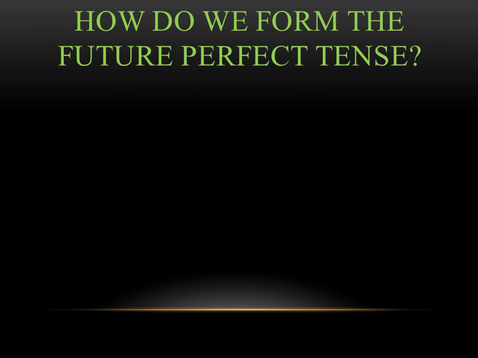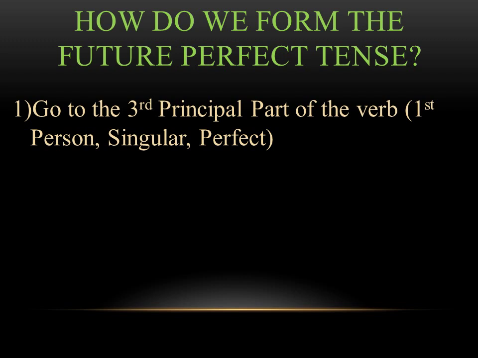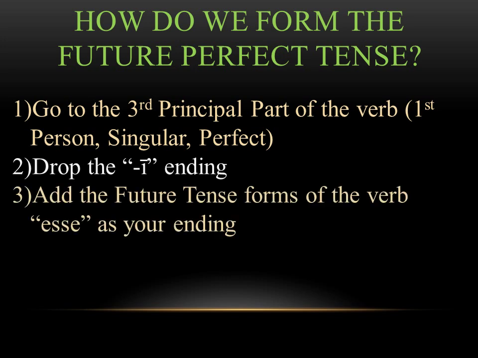So how do we form the future perfect tense? The rules are going to seem very familiar because they're almost the exact same idea as pluperfect. To start, you go to the third principal part, which is the first person singular perfect tense, and you drop the long I ending. This will give you the perfect stem. On this, we're going to add the future tense form of the verb esse. Now again, this is where pluperfect and future perfect distinguish from each other. In pluperfect, we would have added the imperfect of the verb to be. In future perfect, we're adding the future tense form of the verb to be.